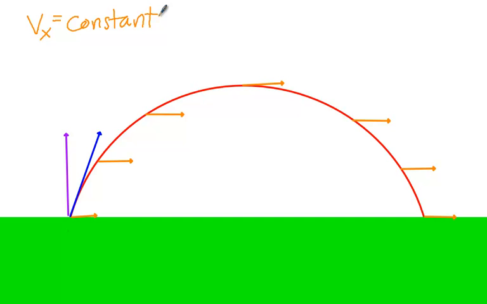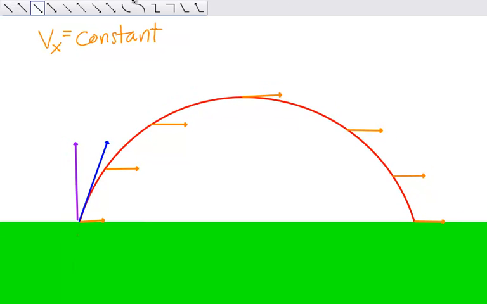Vy, we know, is going to do what? Exactly. It's going to decrease as the object rises, and then it's going to increase as it falls. So let's see if I can draw some velocity vectors here that are at a decent scale. Now we're going to be going in the opposite direction, gaining speed in the opposite direction. All right, so there's our x and y velocity vectors.